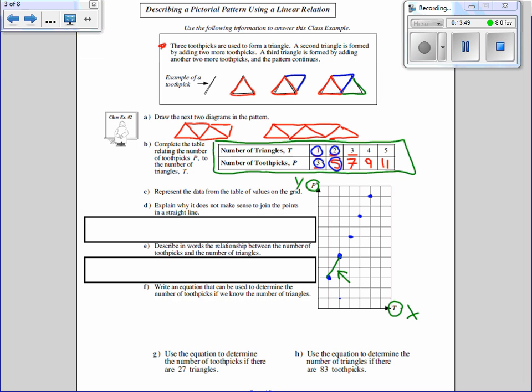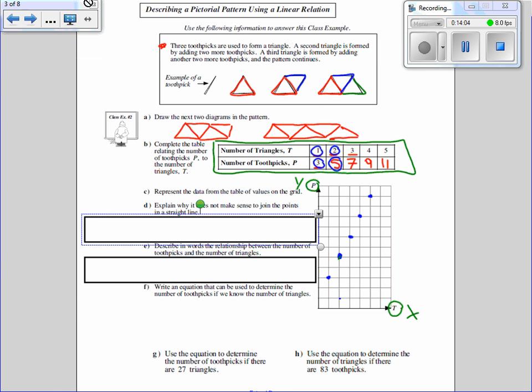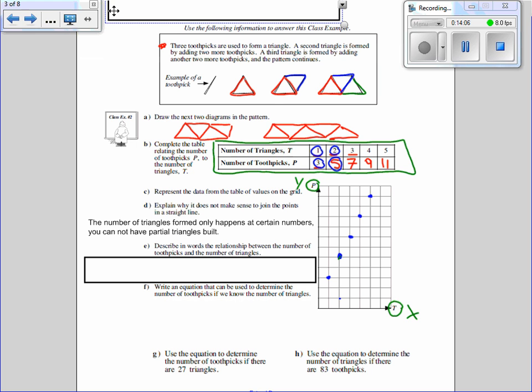Instead, what we do is we leave the data as points. I'm going to move this box, and you'll see we have a nice little explanation for it up here. So the number of triangles formed only happens at certain numbers. You cannot have partial triangles built. That's why we have dots and not a connected line.